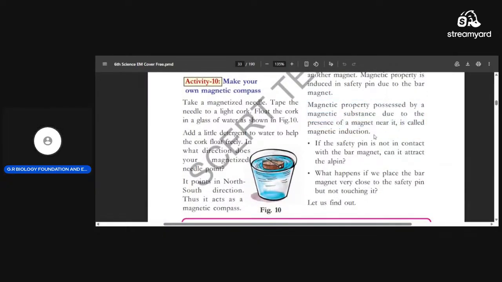This is about magnetic induction. So this is the answer. These 4 lines you have to write. What is magnetic induction? Magnetic property possessed by a magnetic substance due to the presence of a magnet near it. So one magnet is near the magnetic material, and that magnetic power passes through the magnetic material to another magnetic material and both are attached. That is called magnetic induction.